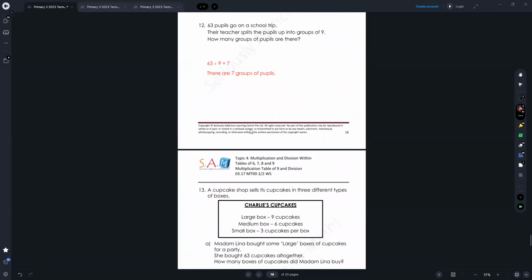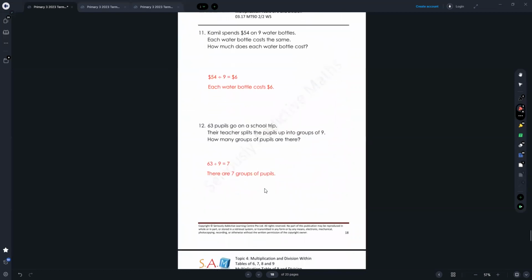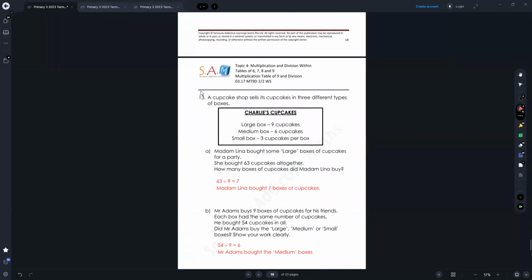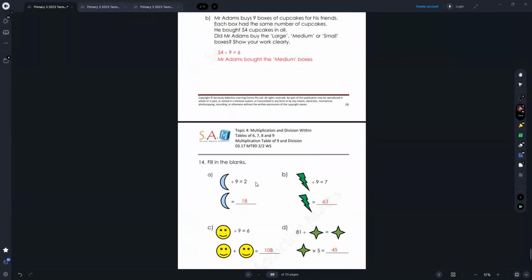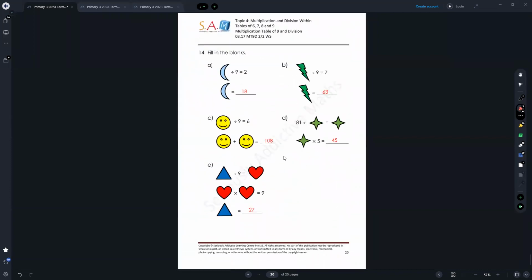And then perhaps just do one question here. All these they have done previously, so I think they can answer. Perhaps question 12 and question 13. Let me see, are there any specific instructions? No, 63 cupcakes all together. And then there's a large cupcake, so it'll be divided by 9 instead of 6. So basically, take them to question 13. All these I think they should be able to do on their own, so I will assign it as homework.